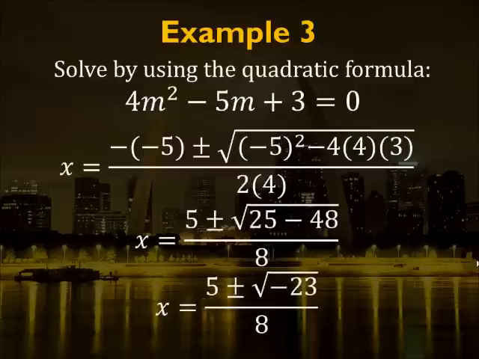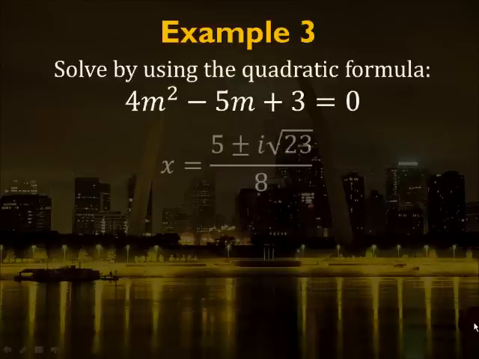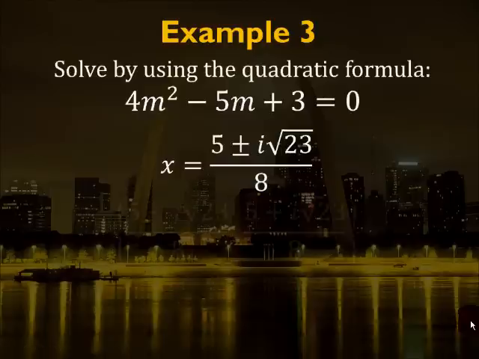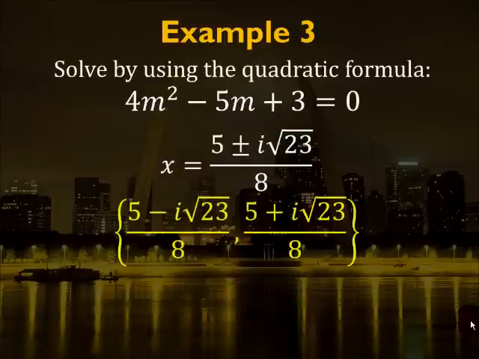Well, fortunately, from what we know in chapter 6, we can now take care of that. So the first thing you have to do is take the negative out and put an i out there. So that becomes 5 plus or minus i root 23 over 8. So your answer is 5 minus i root 23 over 8 and 5 plus i root 23 over 8.